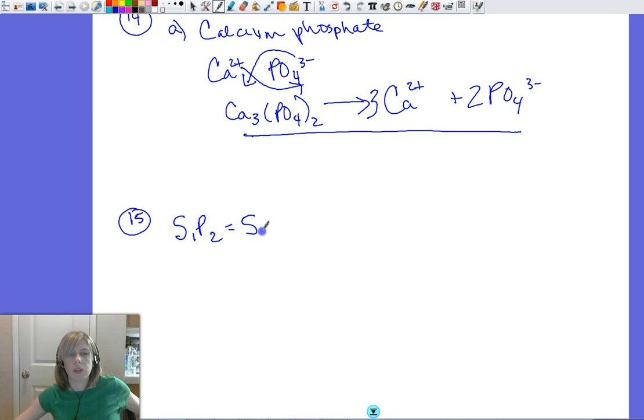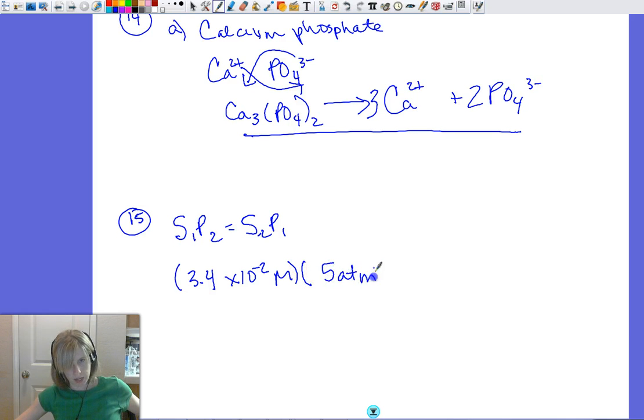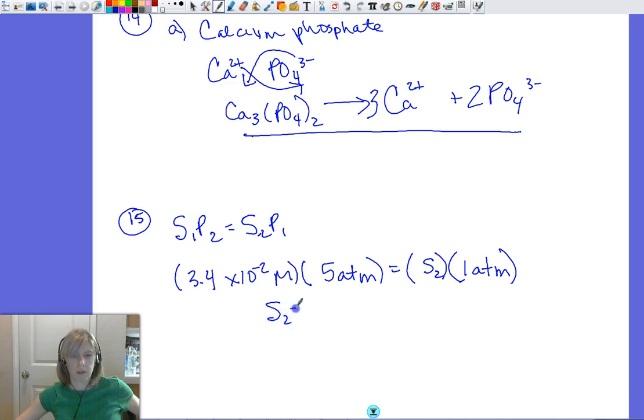So this is going to be our S1P2 equals S2P1 equation. When we plug it in, we have 3.4 times 10 to the negative second molar for our initial concentration, and 5 atm is what it ends up at. We're looking for our second concentration, and it started at 1 atm. So when we solve for S2, we get 0.17 molar.